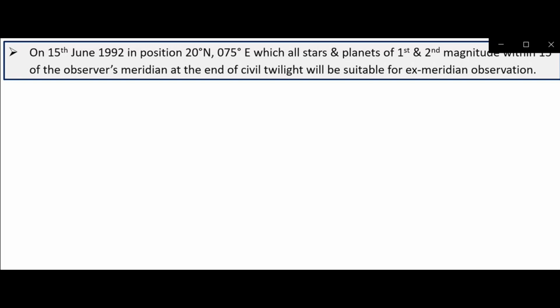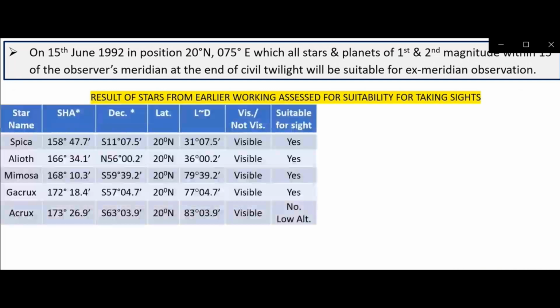I'm sure we'll agree that the first part, making a comprehensive list of stars meeting the magnitude and R angle requirement, we have already done. It's the same question as the earlier ones. So we'll bring forward the same list that we made in the earlier questions. We know these are the 5 stars which meet the requirements of magnitude and R angle. Of these, Acrux is not suitable because of its low altitude.